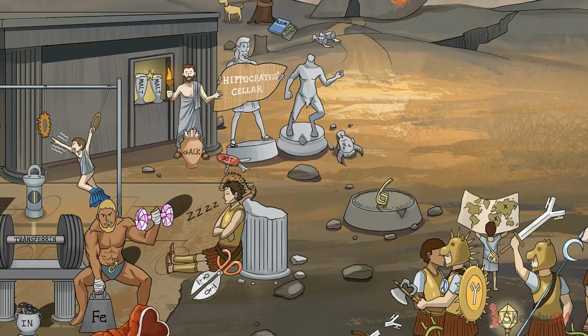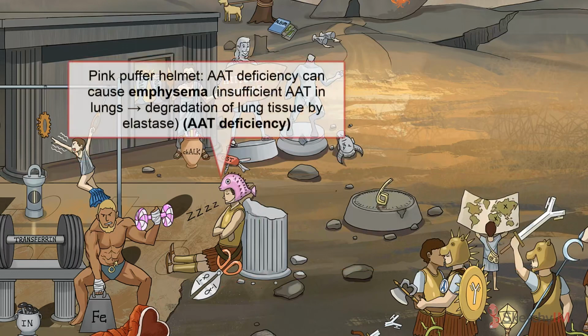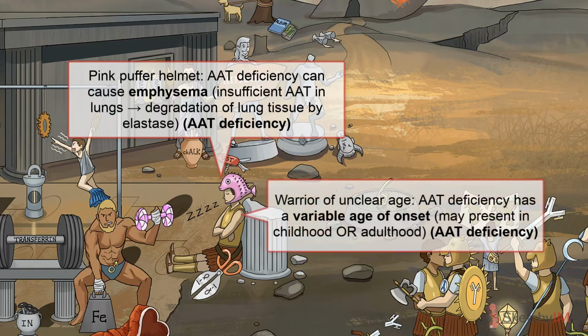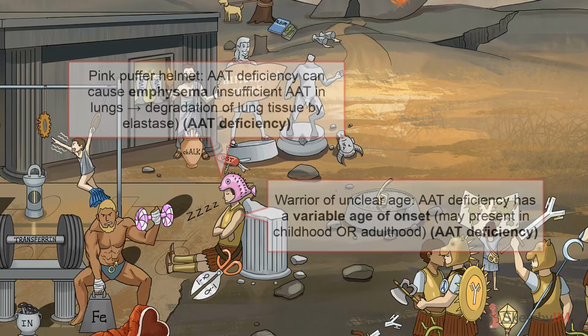The lung disease results from a different mechanism. Normally, alpha-1 antitrypsin protects the lungs from degradation by elastase. In patients with the disorder, too little alpha-1 antitrypsin in the lungs allows elastase to wreak havoc on the lung tissue. The result? Emphysema. This disorder has a variable age of onset. Some patients present in childhood, while others present in adulthood.